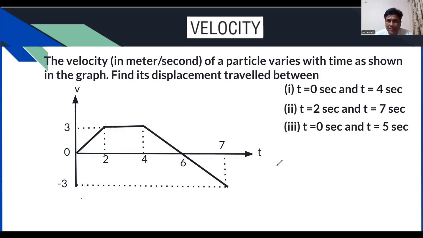We need to find out the displacement between t equal to 0 and t equal to 5. So t equal to 0 is this. T equal to 5, 5 is somewhere here, okay? So it means I need to calculate area of this portion, okay? Up to this. But I don't know how to calculate it.